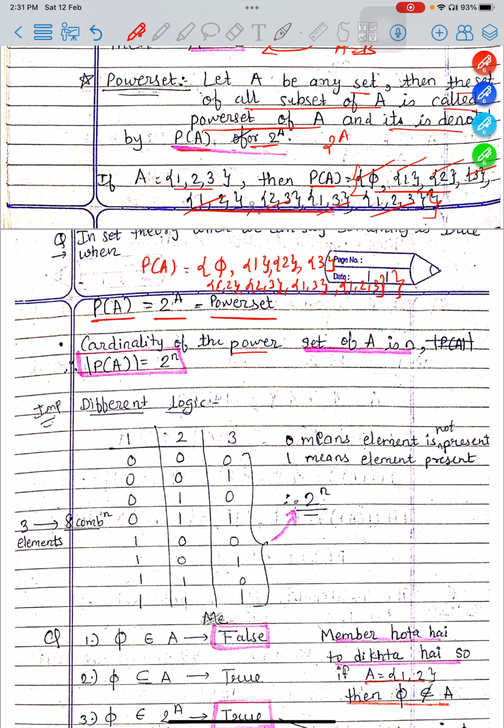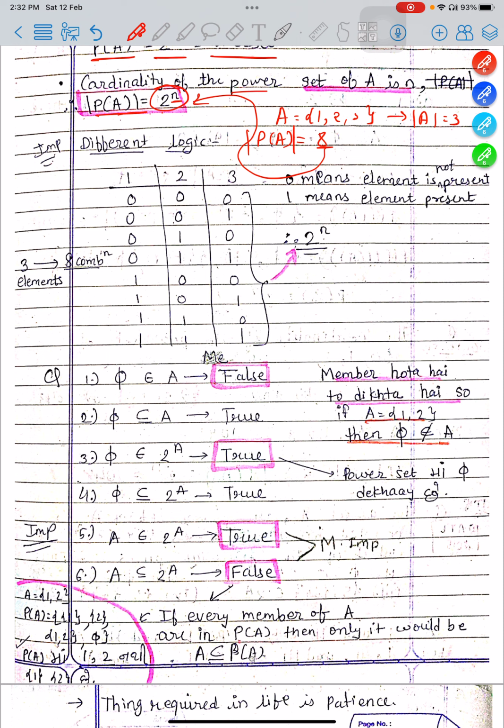Cardinality of a power set. See here in the above case, 1, 2 and 3 was a set A, so its cardinality was 3. The power set made from it had a cardinality of 8, as we counted here: 1, 2, 3, 4, 5, 6, 7, 8. So we derived a formula for it: the power set's cardinality is 2 raised to n, where n is the number of elements in the set whose power set is made.